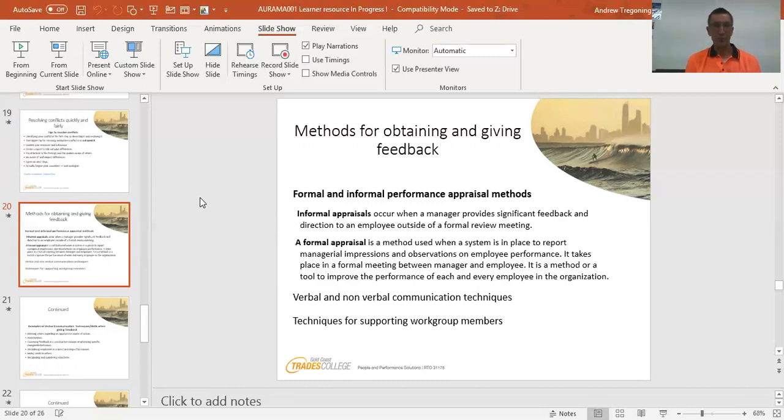Just on to formal appraisals: a formal appraisal is a method used when a system is in place to report managerial impressions and observations on employee performance. It usually takes place in a formal meeting between a manager and employee, and is a method or a tool to improve the performance of each and every employee in the organisation. So ultimately, an organisation and its employees are all working towards the one goal. So a formal appraisal helps that process along the way.